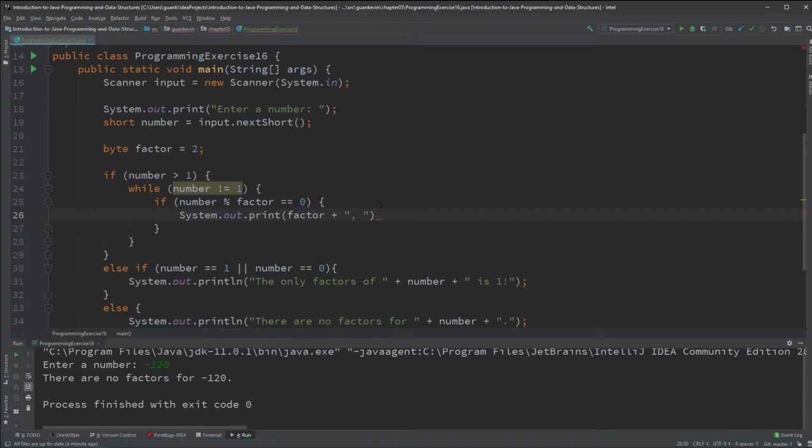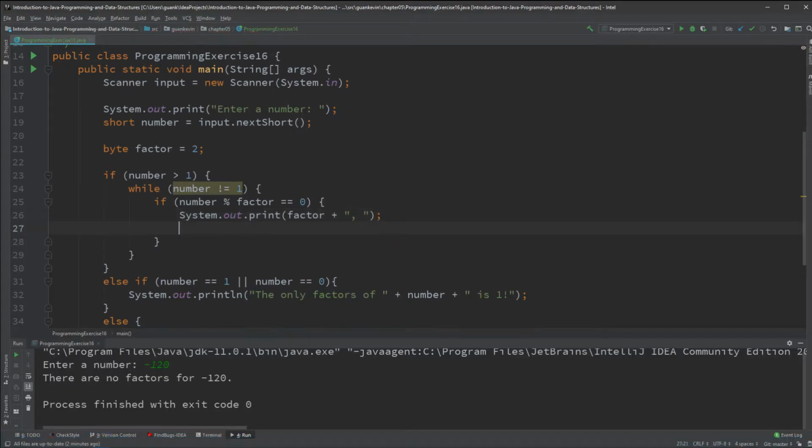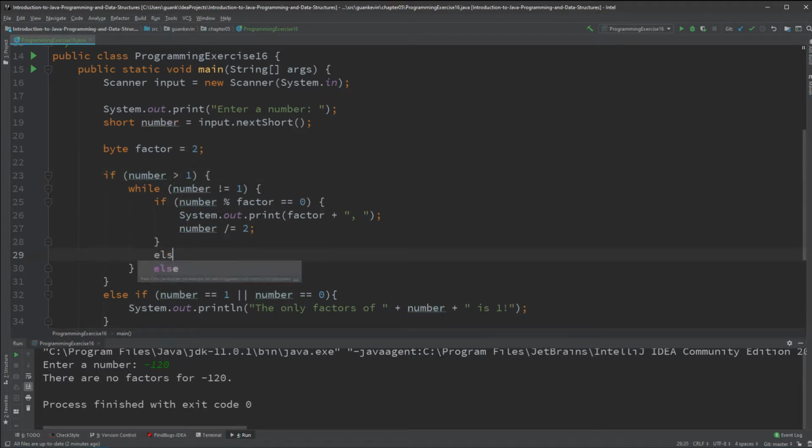So, compile that, and we gotta make sure. Now, next thing we wanna do is to change the number. Number divided by equal to. So now that we already found the first factor, we want to decrease the number from, let's say, originally 120. So if 2 goes into 120, the next number we have to check is 60. So now we have to divide that to actually reflect that number. So now that is 60, we're good.